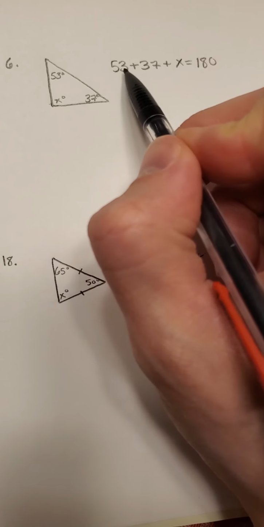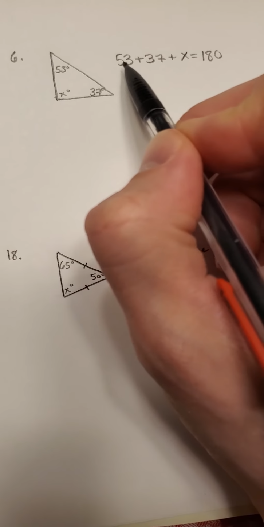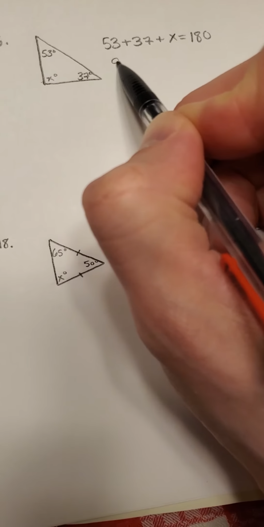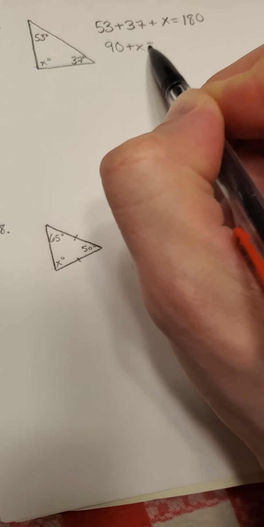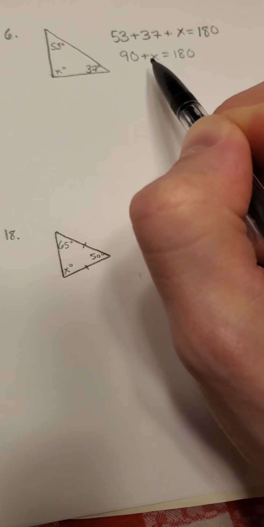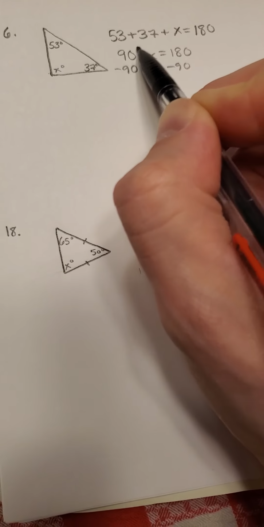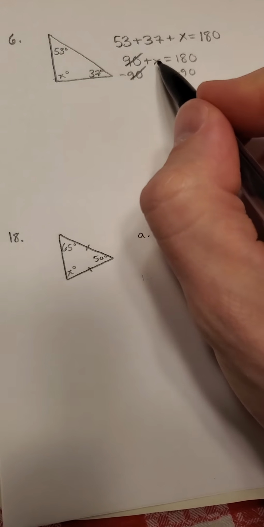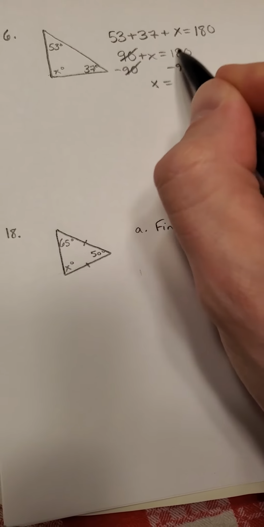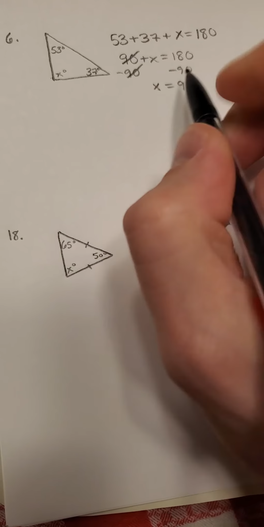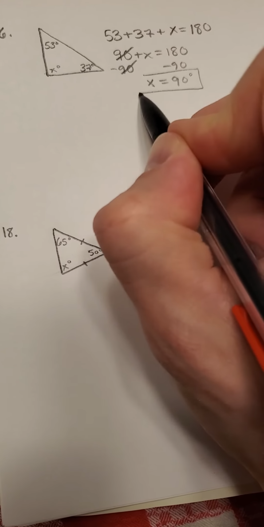All right, so let's see what we get here. If we add our like terms, we get 90. 90 plus x equals 180. And then to get x by itself, we need to subtract that positive 90 from both sides of the equation. That cancels it out over here. x is by itself, and 180 minus 90 is 90. So there we go, we solved for x.